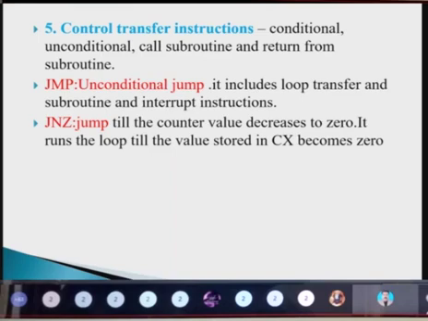So next is our control transfer instructions. In control transfer instructions, we have JMP, that is unconditional jump. JNC, that is jump if no carry. JMP includes loop transfer, subroutine and interrupt instructions. LOOP means jump till the counter value decreases to 0; it runs the loop till the value stored in CX becomes 0. Okay, so this is about control transfer instructions.